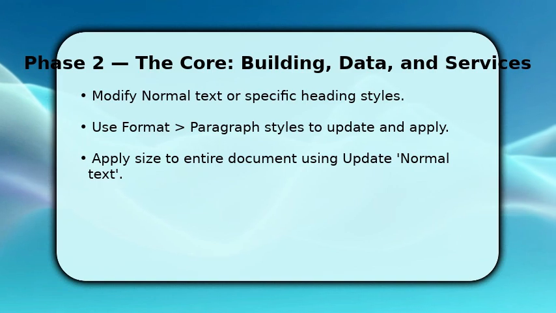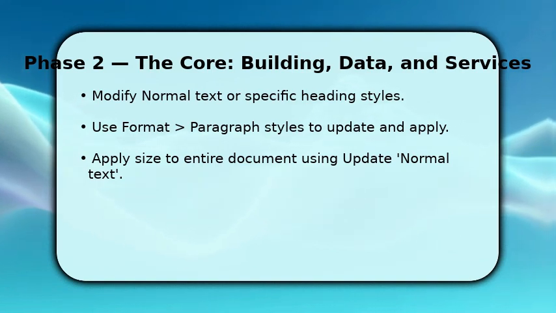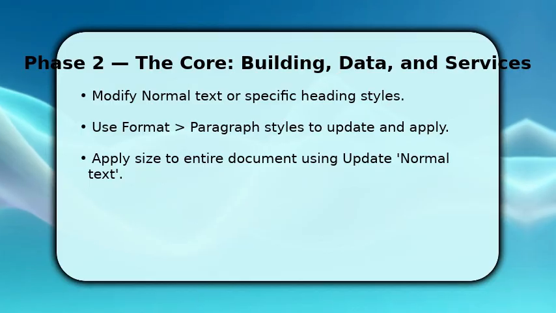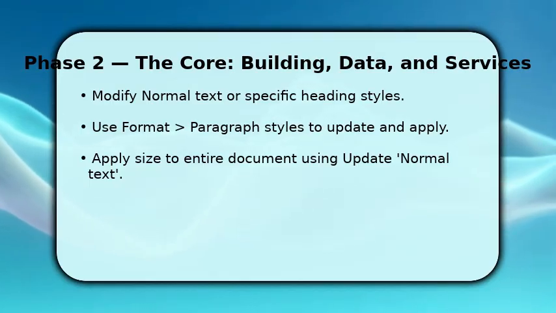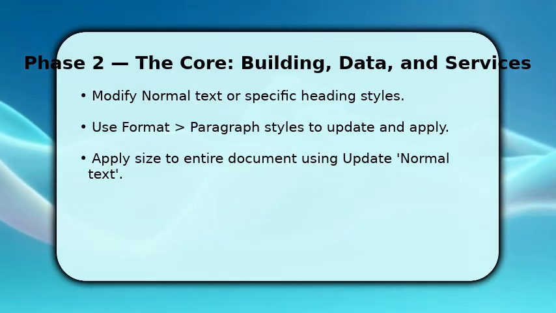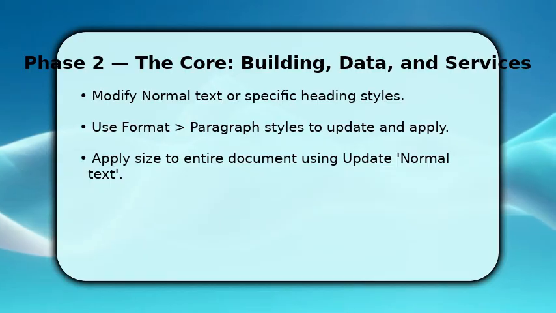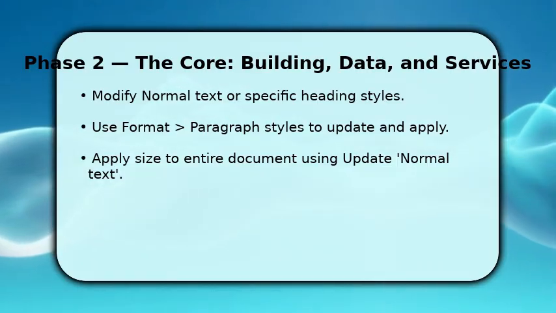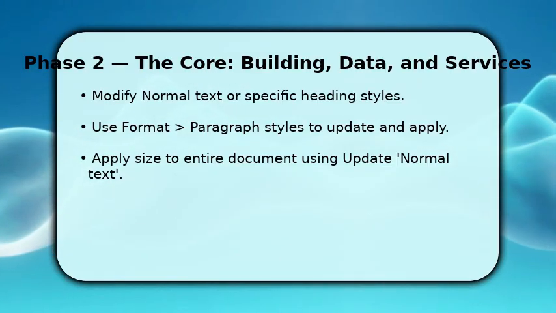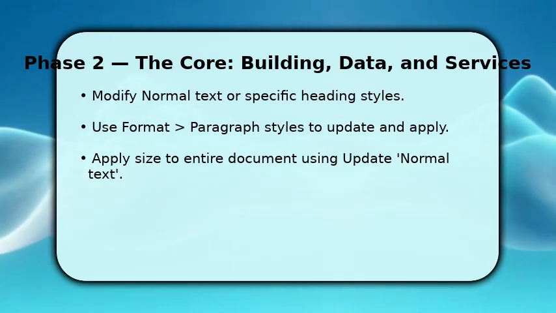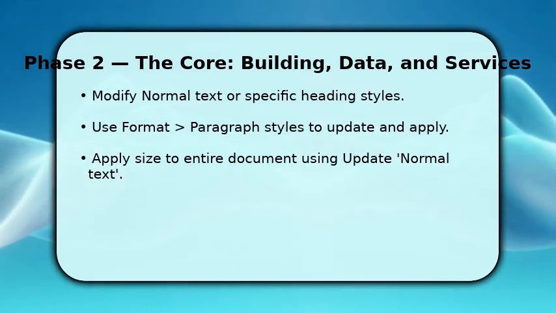If you need headings or body text changed, select a sample, pick the size you want, then open Format, Paragraph Styles and choose the matching style, Heading 1, Heading 2, or Normal Text. Click Update Normal Text to match selection. That applies the size document-wide for that style. This ensures uniform formatting, so instead of changing every paragraph, you change one style and propagate the size automatically.